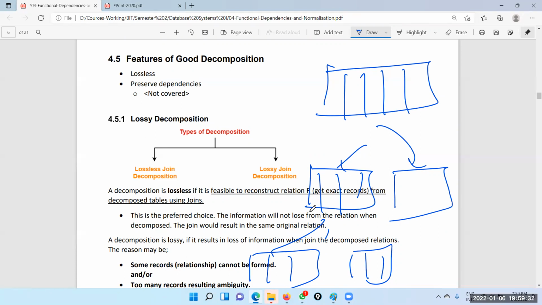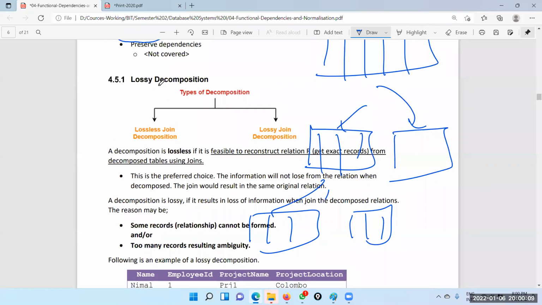So we can say that it's a good decomposition if it is lossless and it preserves dependencies, right? In your syllabus, they have mentioned only the lossless, not the preserved dependencies. So therefore, we will be concentrating only on lossless decomposition. That means there are two types of decompositions, that is lossy decomposition and lossless.